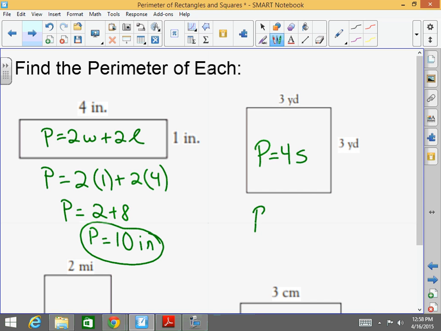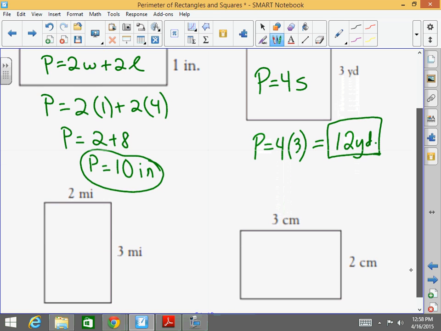So in this case, perimeter equals 4 times 3. So perimeter equals 12. 12 what though? Yards. Very good, because that is the unit that they have given you. Awesome. Fantastic. Next.